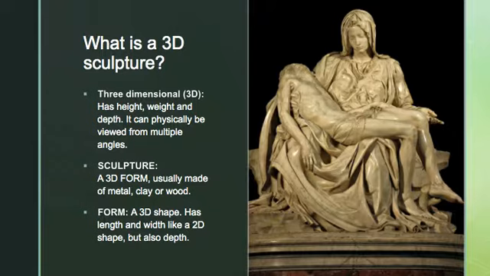3D, three-dimensional means that it has height, width, and depth. It can be viewed from multiple angles, so it's not flat. 2D is flat, 3D is something you can see from multiple angles. A sculpture is a 3D form, and it's usually made out of metal, clay, or wood. A form is a 3D shape. It has length and width, like a 2D shape, but it also has depth. So a form is a 3D shape.